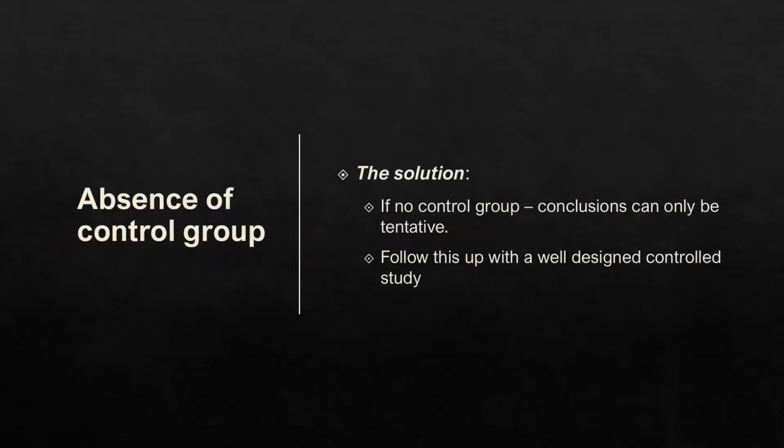And the solution obviously is to build in a control group if you can, if it's possible, if it's ethically possible. Maybe a historical control group if it's not ethically possible to have a parallel control group, because there is a treatment or an intervention available and you wouldn't want to deny people from receiving that intervention. So sometimes the historical control group suffices if it's the only solution. If there is no way of having a control group, your conclusions can only be tentative at best.